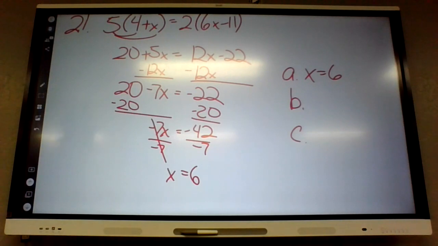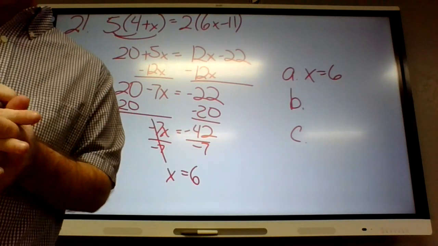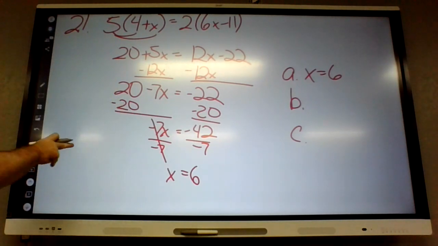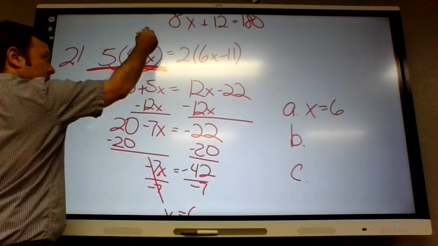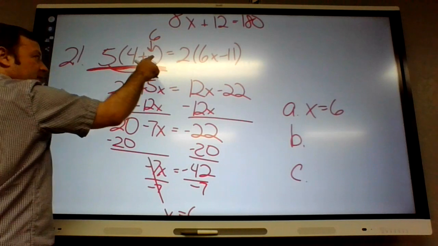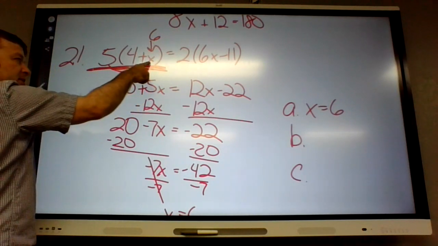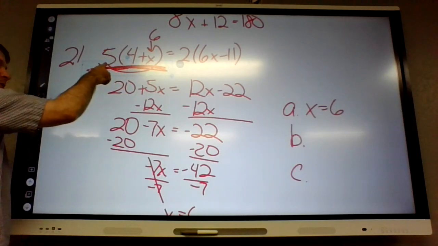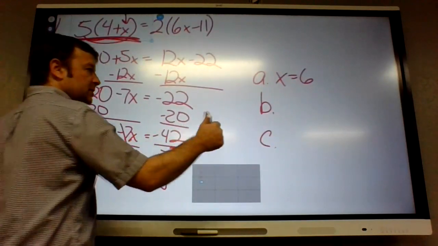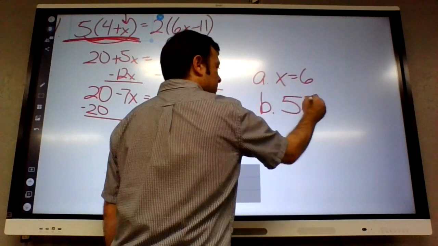All right, the B question was find the measurement of angle 4. So this is what they said right here for angle 4. If I plug in my answer for x right there, 6 plus 4 is 10, times 5 is 50 degrees.